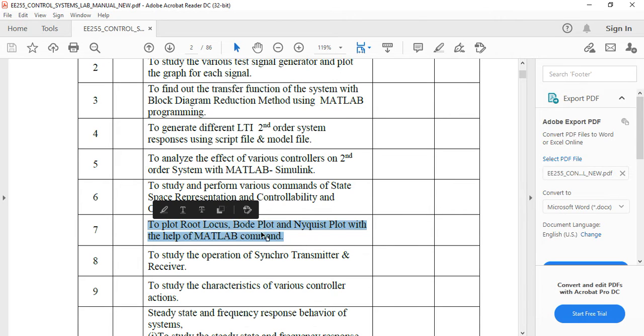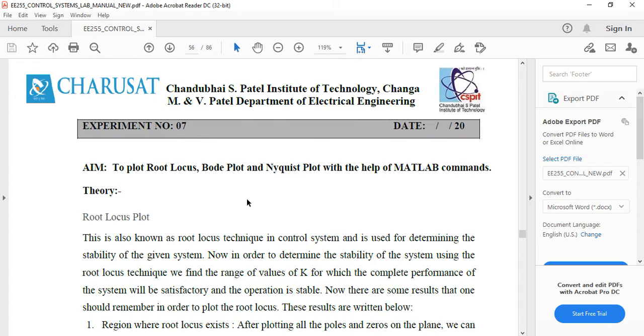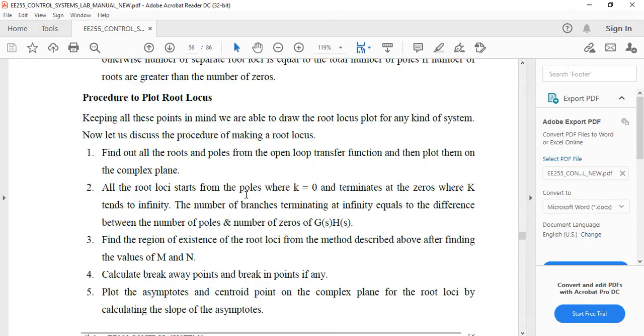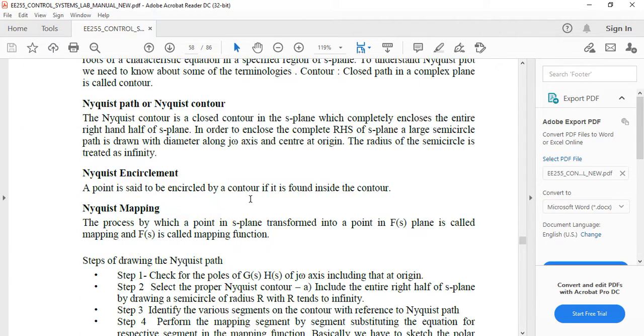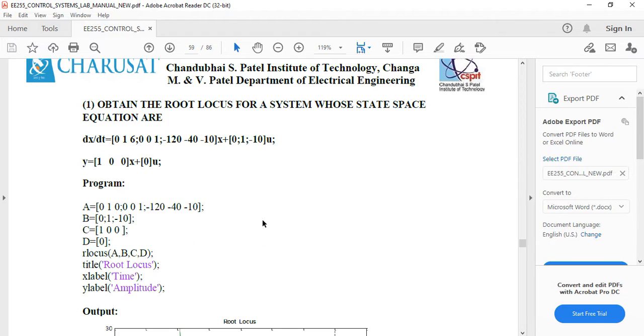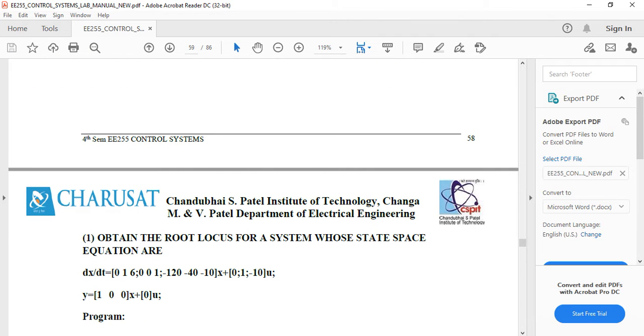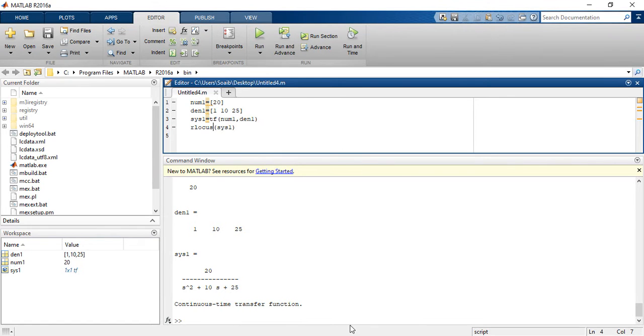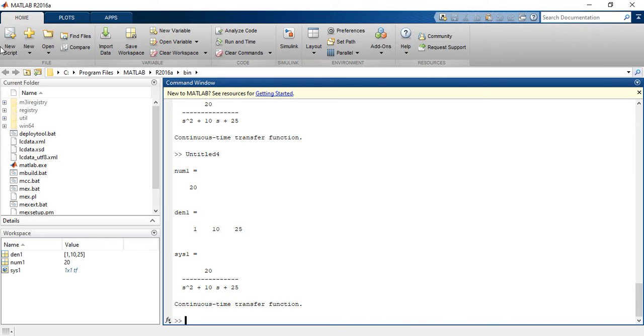Those plots, root locus, Bode plot and Nyquist plot, we can also plot with the help of MATLAB commands. So we will see what the various commands related to root locus, Bode plot and Nyquist plot are. This is the theory regarding them, which is nothing but the explanation of each plot which we have discussed in our class, how we can draw them on semi-log graph paper. For that, we will take the help of MATLAB.